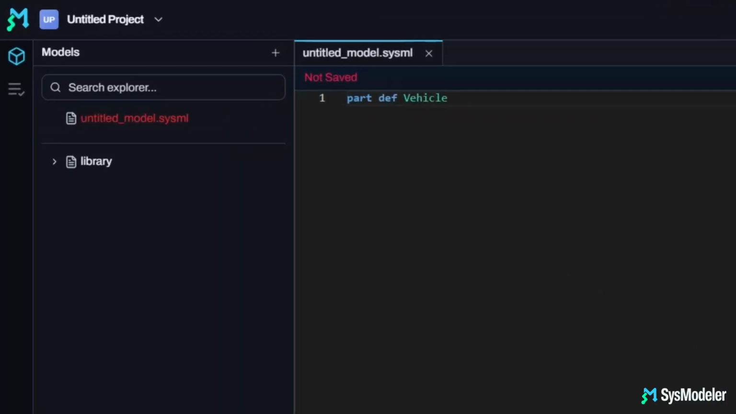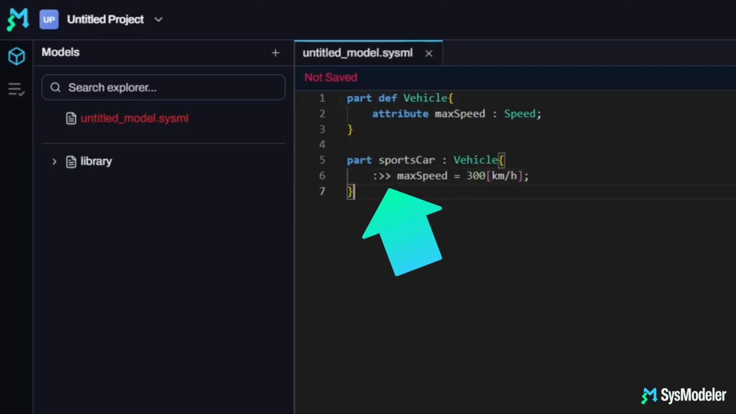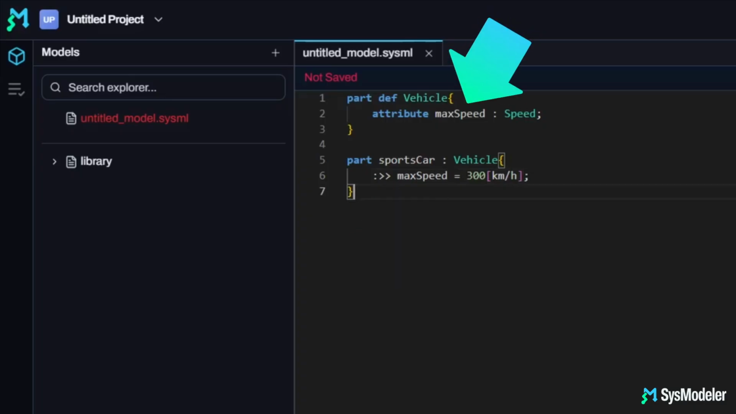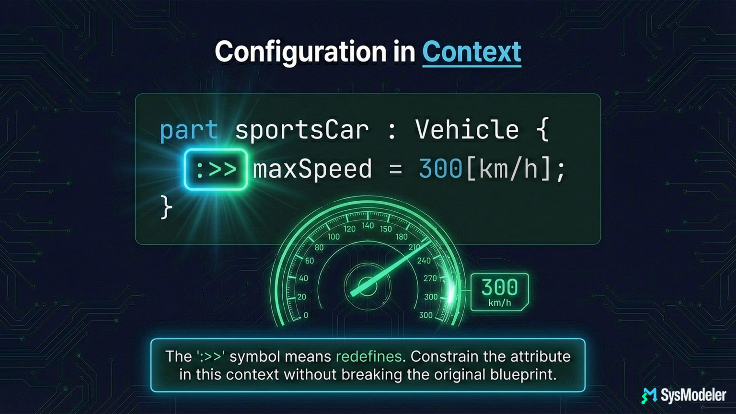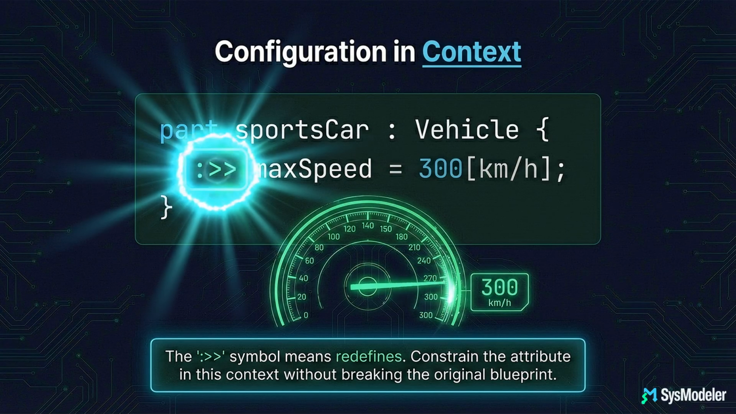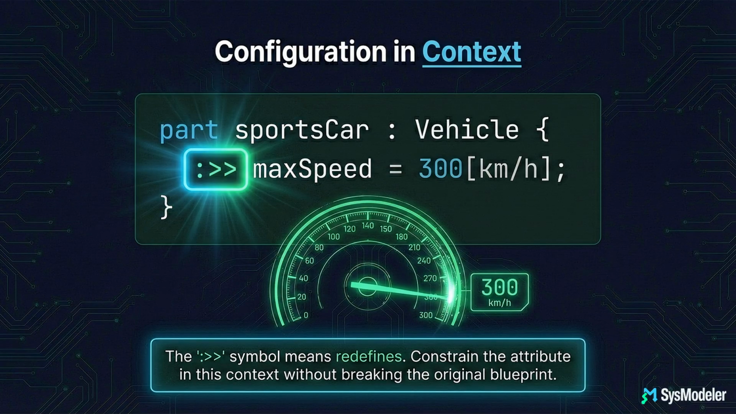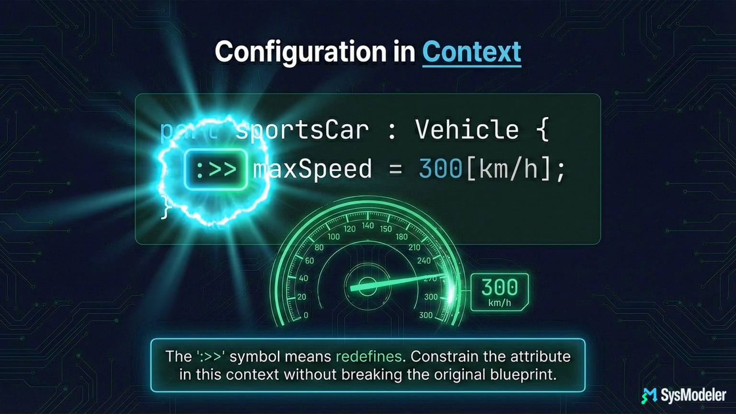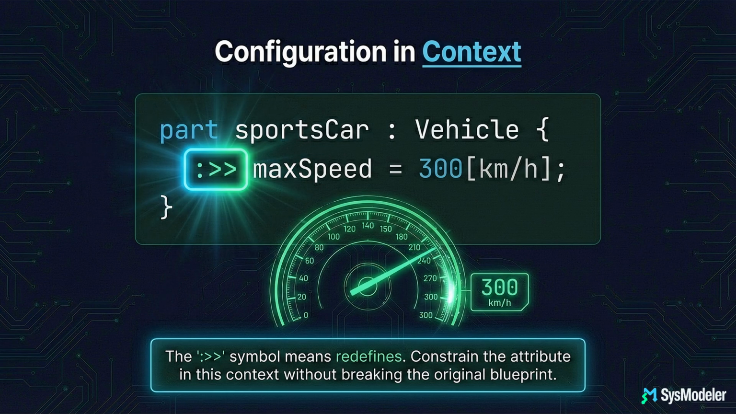Let's look at this simple example. Here, vehicle defines an attribute called max speed. This is part of the vehicle blueprint. Now, instead of creating a new vehicle definition for a sports car, we define a usage called sports car. The greater than symbol means redefines. It tells SysML that we are taking an attribute from the vehicle definition and constraining it more specifically in this context. In this case, we are not changing what a vehicle is. We are simply saying that this particular usage of vehicle, the sports car, has a stricter maximum speed. The original vehicle definition remains unchanged and reusable, while the variation is handled locally at the usage level.